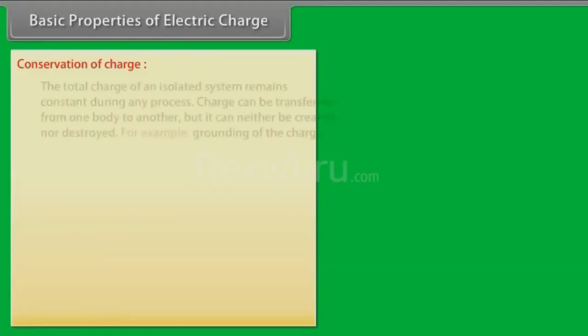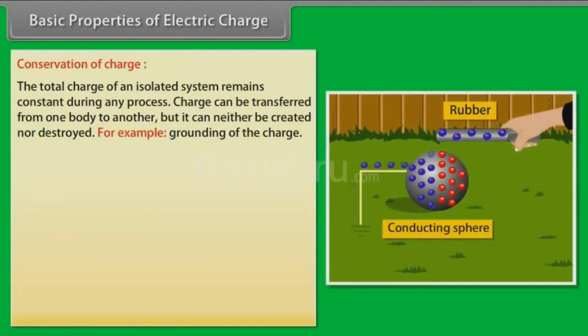Conservation of charge: the total charge of an isolated system remains constant during any process. Charge can be transferred from one body to another, but it can neither be created nor destroyed. For example, grounding of the charge.